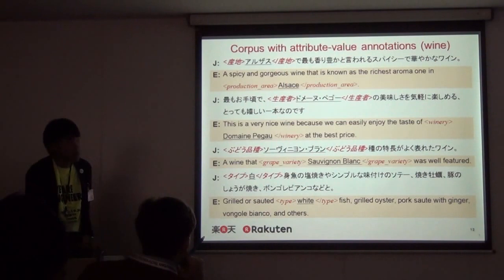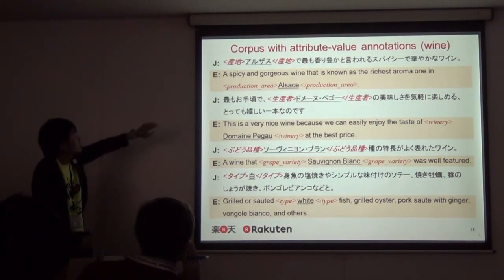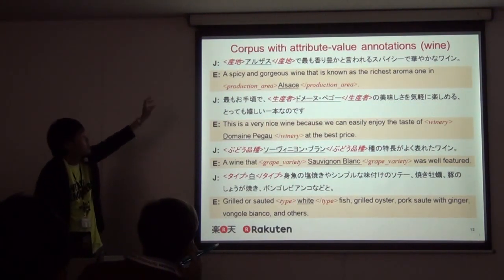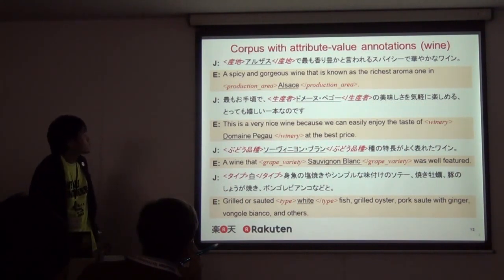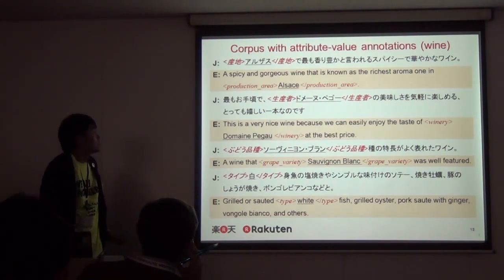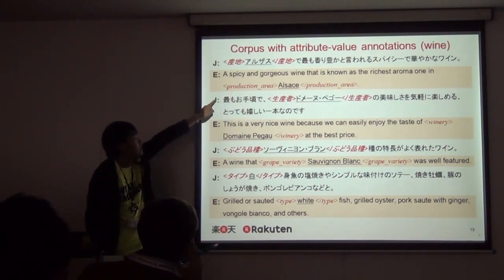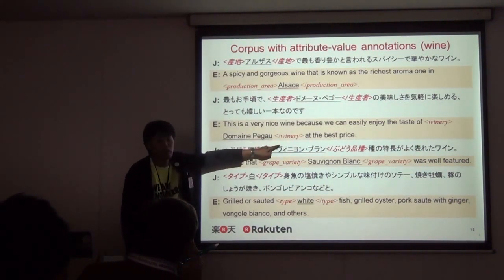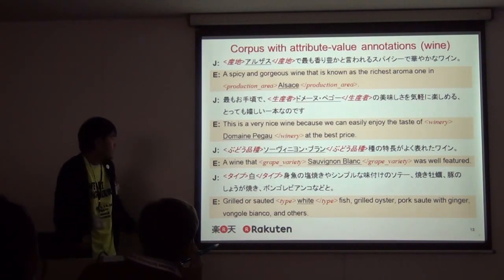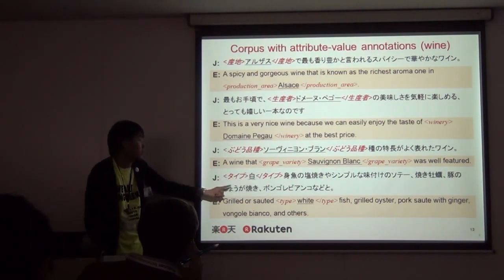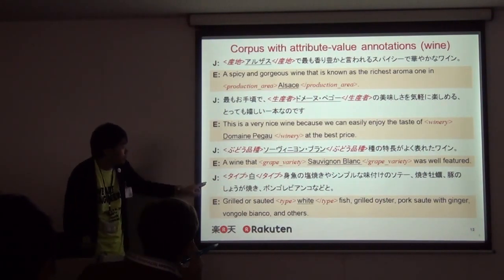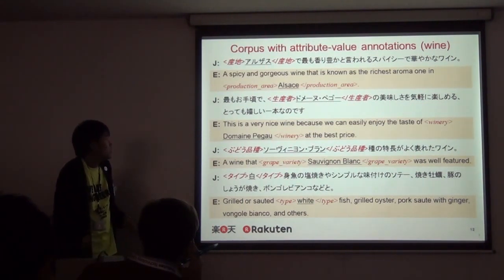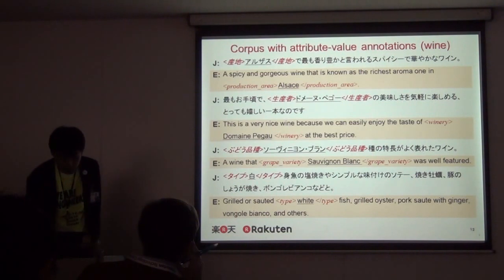This is an actual example of the annotated data. The top sentence is Japanese, and the bottom sentence is the translated sentence in English. In the first sentence, we can see that Alsace is annotated as a production area of wine, and in the second sentence, the Domaine Tabl is annotated as a winery of wine. But in the last sentence, the word white in whitefish is annotated as a type of wine. So this is an incorrect annotation. This constructed annotated data is not perfect, but we use it for generating the extraction rule.